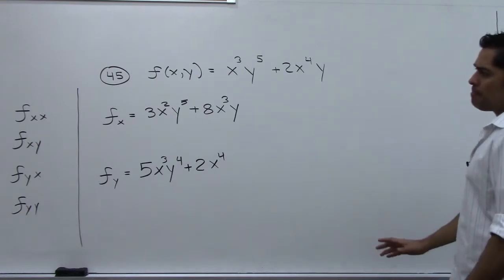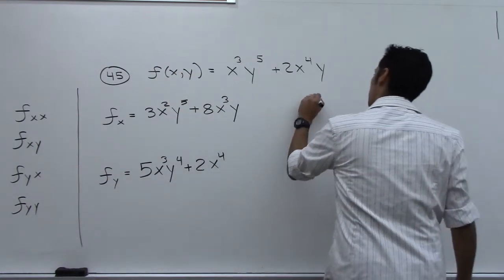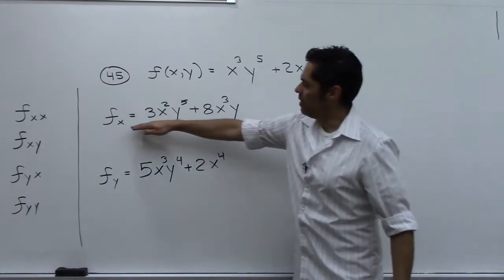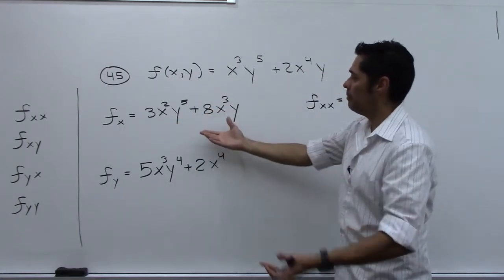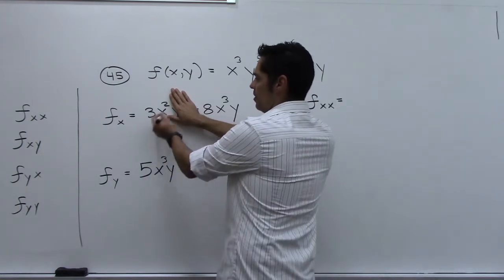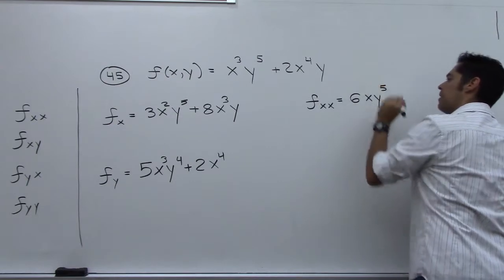Okay, now I'm going to try and find these four things. So what would partial of f with respect to x, then x again be? Well, that's the first partial. So with respect to x, I want to take the derivative of that again with respect to x. So cover up the y to the fifth. This is going to be 6x. And then I still had the y to the fifth.